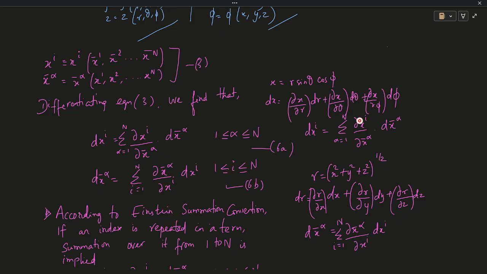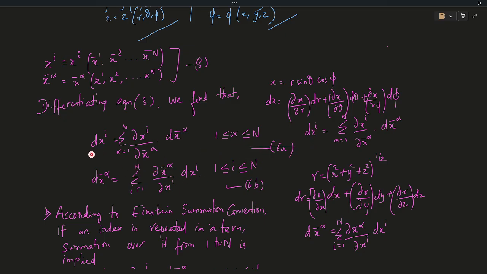Now, as there is a summation, we have three coordinates, so we have a summation over three. The alpha is going to vary because this is the new coordinate system which is varying here. So alpha varies from 1 to n. This way we have written this, and this is going to be equation 6a.